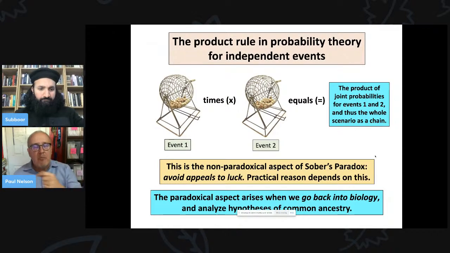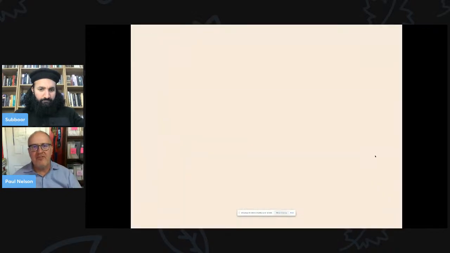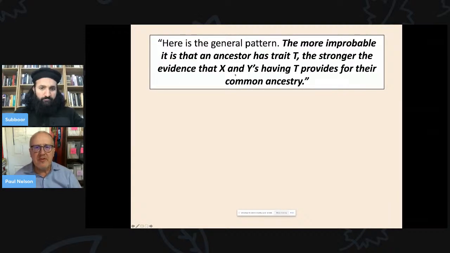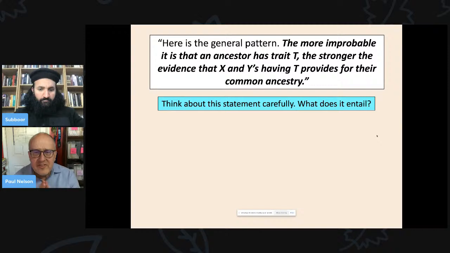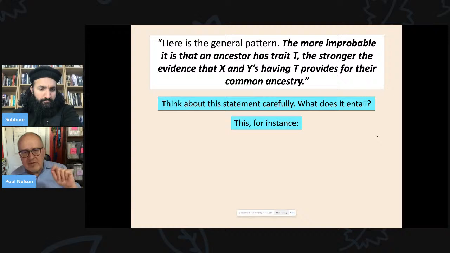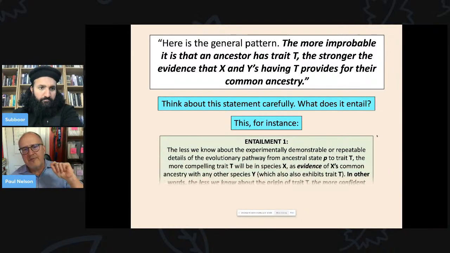Paradox comes in when we go back into biology and analyze hypotheses of common ancestry. So here at the top of the slide, I have Sober's expression of this paradox, which again, in the original, he puts it in italics. He doesn't want you, the reader, to miss this. Okay, what does this entail? All right, print it out and sit and think about it. If this is true, it has all kinds of curious consequences. I'll mention just 2 of them today. We'll talk about more next time. This statement, if it's true, entails things like the following.